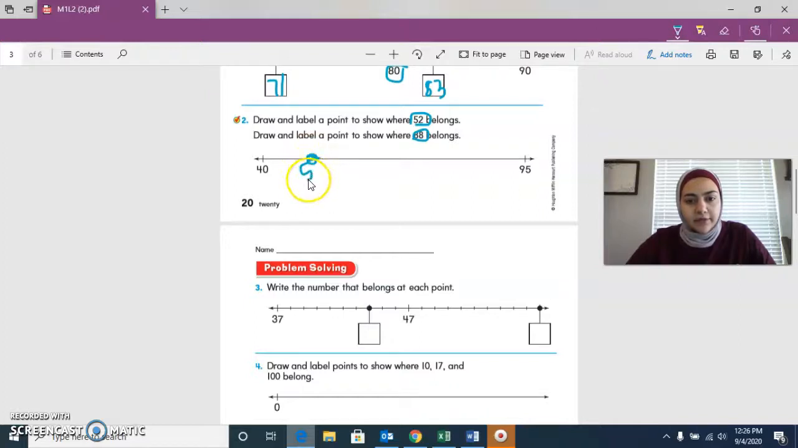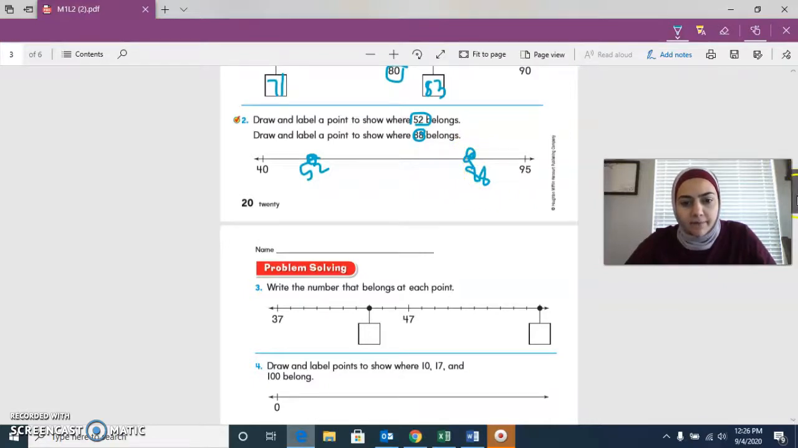I'd write 52. And then this number was, I think, 88. I can't tell because I wrote over it. Oh, yep, 88. So then 88 would be closer to 95, right? 88 is closer to 90 than it is to 40. I would draw 88 right here.